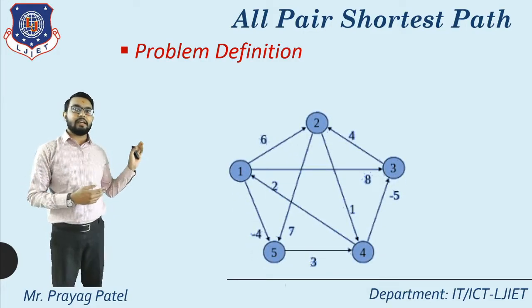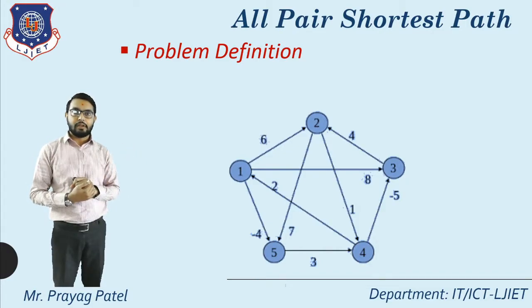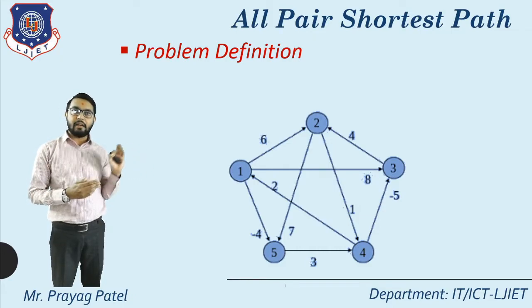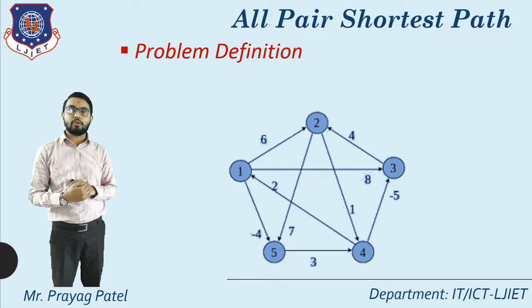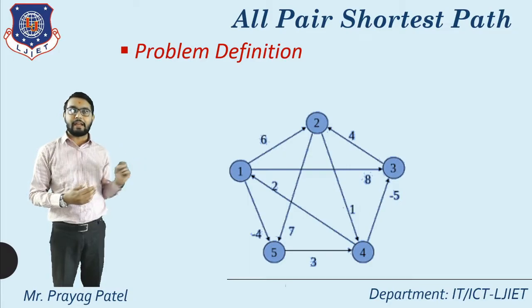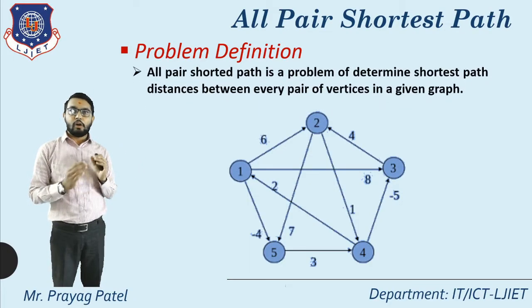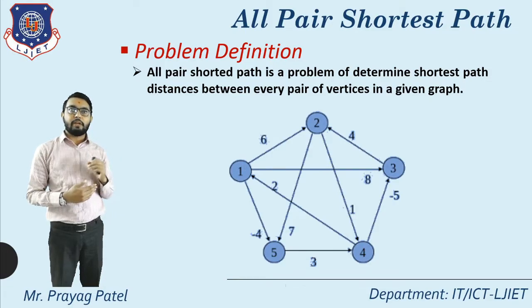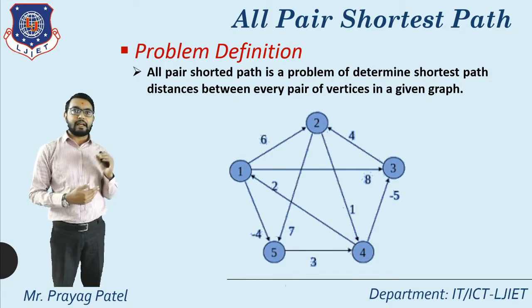Here consider the given graph as a weighted graph and directed graph. Weighted graph because each and every edge is considered to have a weight, and here consider a direction also. So consider weighted graph and directed graph. Now all pair shortest path is a problem of determining the shortest path or shortest distance between every pair of vertices in a given graph.